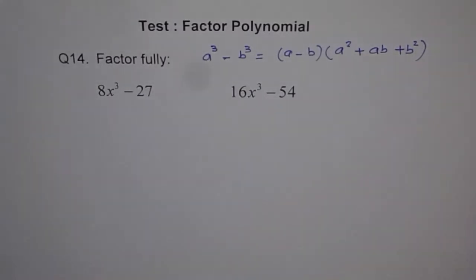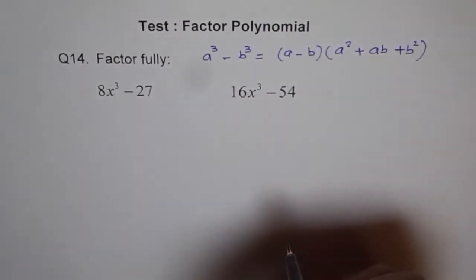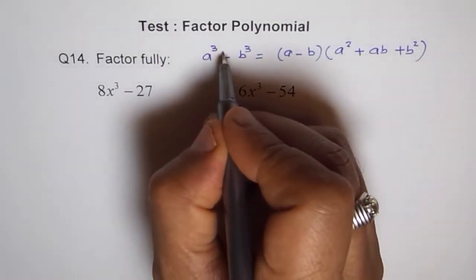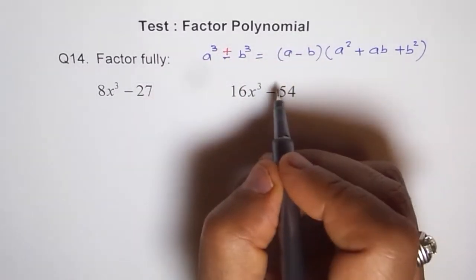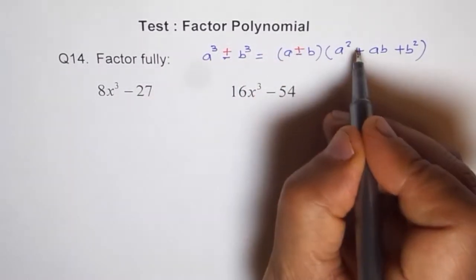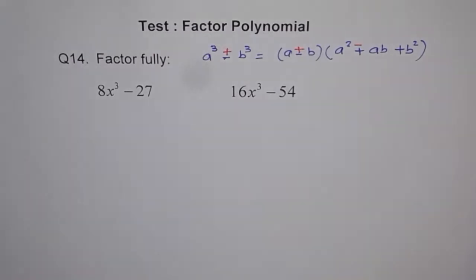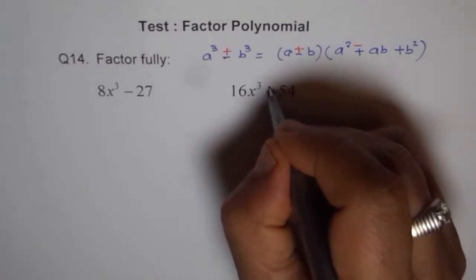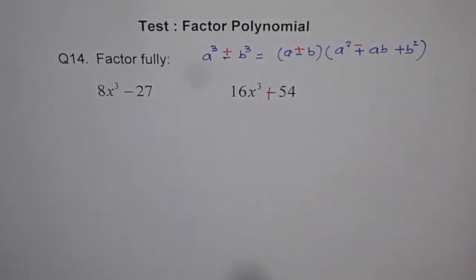Here both the problems are a cube minus b cube, so we can use this formula, but is there a good time to share with you what will be a cube plus b cube? If the formula was a cube plus b cube, then what happens? This sign changes. That is all. Otherwise it is the same. So it's a good practice to write both the formulas together in the same way. And I would like to change the problem here. I will make it plus here, right? So we'll use both the formulas and then do our question.